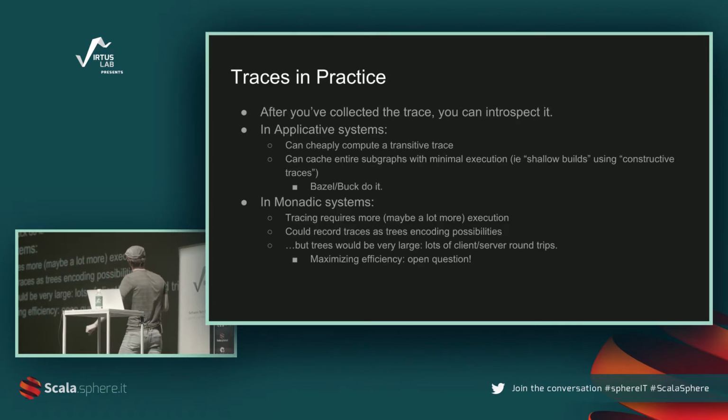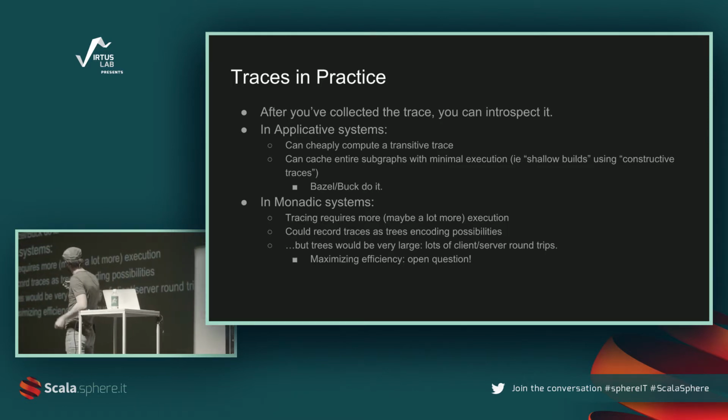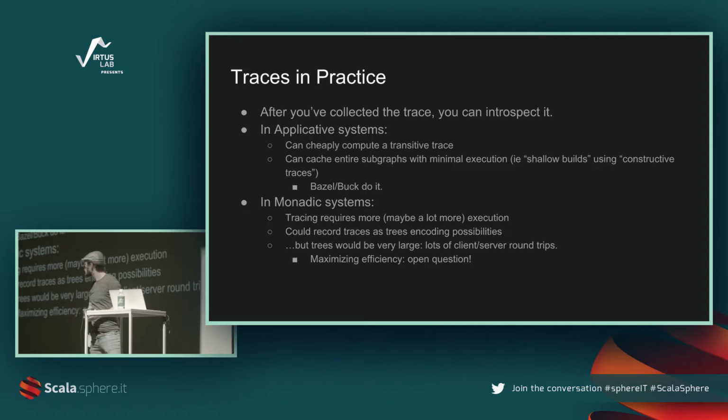In practice, though, you can only use a trace after you've collected it. And so in applicative systems, you can cheaply compute a transitive trace because you don't actually need to execute any of the functions in order to decide. All of the keys are known. The input and output keys are known ahead of time without running any code. Some amount of code, but no user code. And actually, even cooler, you can cache entire subgraphs with minimal execution.